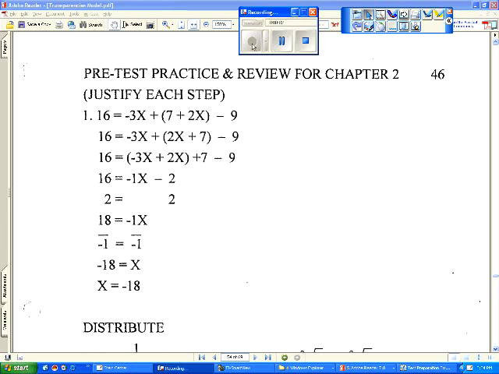This is the Chapter 2 review. The first problem is justifying each step with a property of equality. We learn these properties of equality starting on page 28 of the text. There's two halves of this actually.